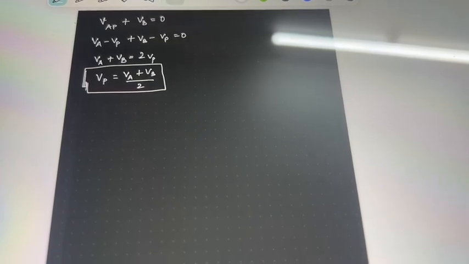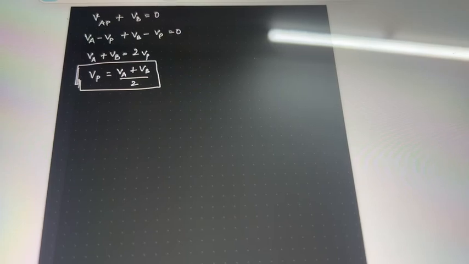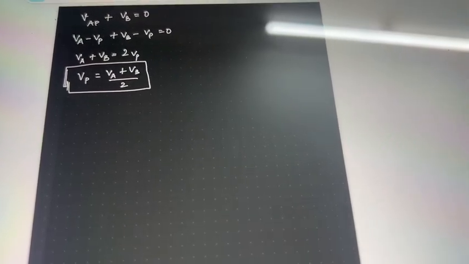So I have written VAP plus VBP is equal to 0. That is, velocity of A with respect to pulley plus velocity of B with respect to pulley equals 0, and the final relation that we get out is VP is equal to (VA plus VB) by 2. This is the formula that you have to use for solving these multiple pulley and string problems, and for acceleration it will be AP equal to (AA plus AB) by 2.